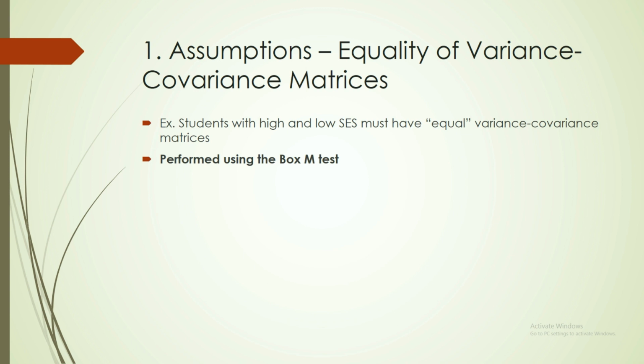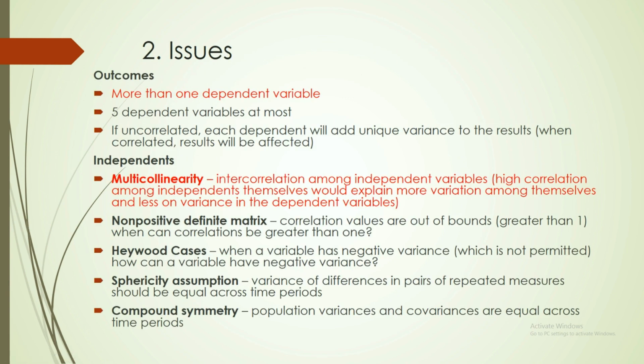This assumption can be tested by performing a test. It's called the Box's M test right here. Now, as for issues, sometimes there are issues that could happen which could interfere with the results of the multivariate analysis.